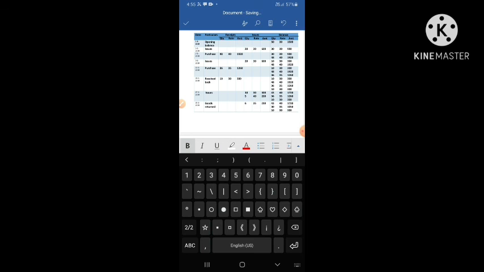Okay, so this is a very easy sum, we can easily understand.